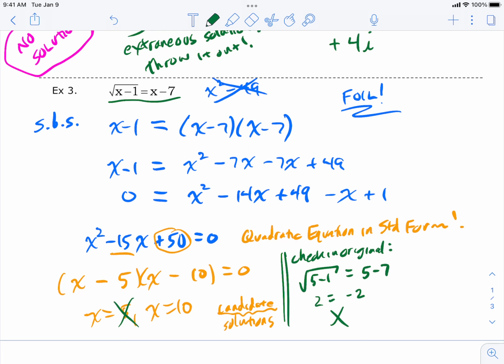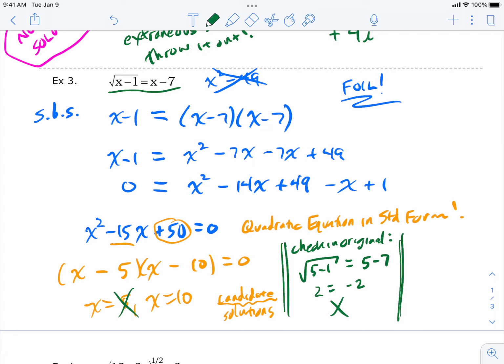5 does not work. Now, usually at least one of them will work, but you can't guarantee it. You have to check.